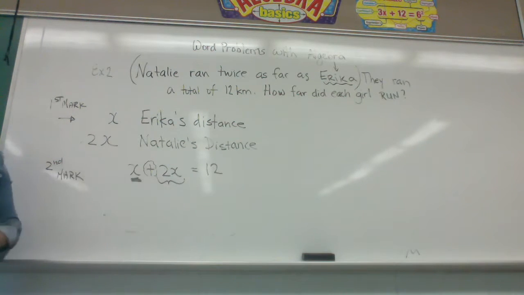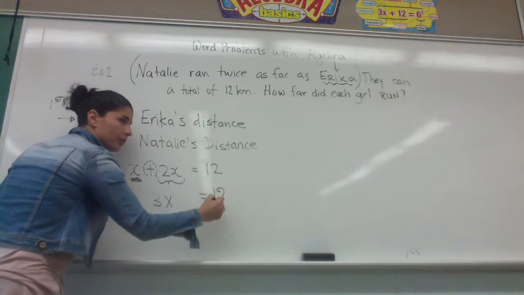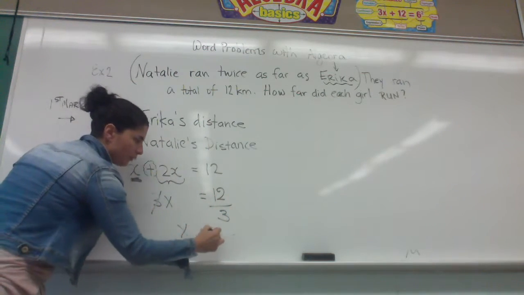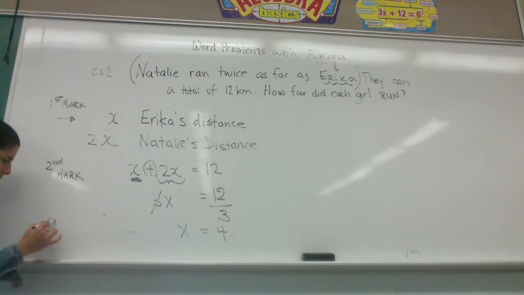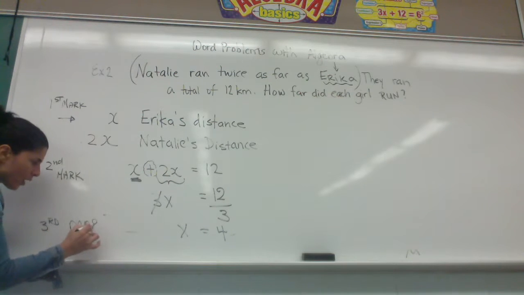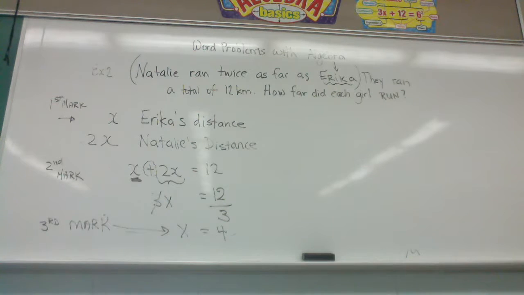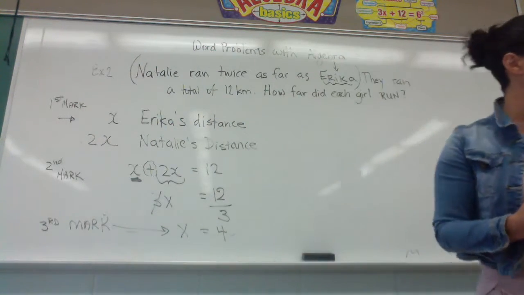So x plus 2x. How many x's do I have? 3x. 3x equals 12. Divide by 3. X is equal to 4. This is worth mark number 3. The third mark is that you know how to solve equations. The fourth mark is to apply what the x value is.